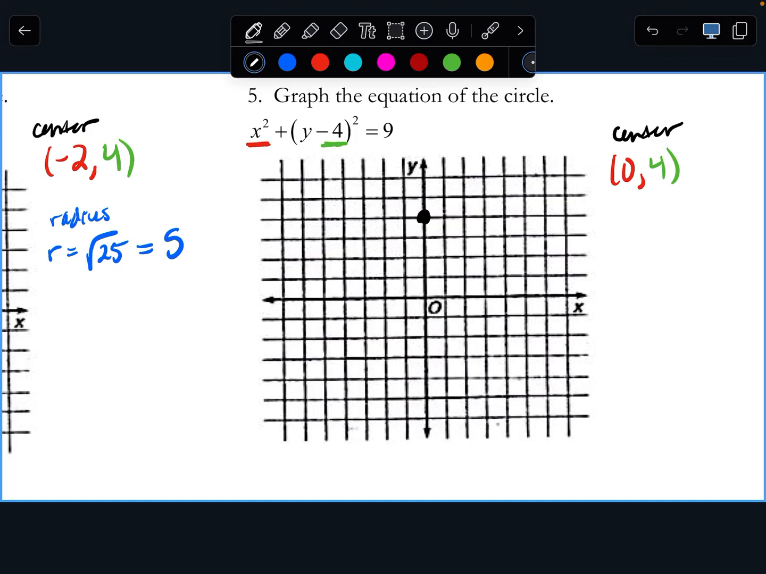So 0, 4 is on the y-axis, and then same as the other one, for the radius, you have to square root 9. So the radius is 3. So you're going to count 3 in all the directions, horizontally, vertically, in both ways, and then just try your best to draw a circle. Okay. So that's that type. Are there any questions?